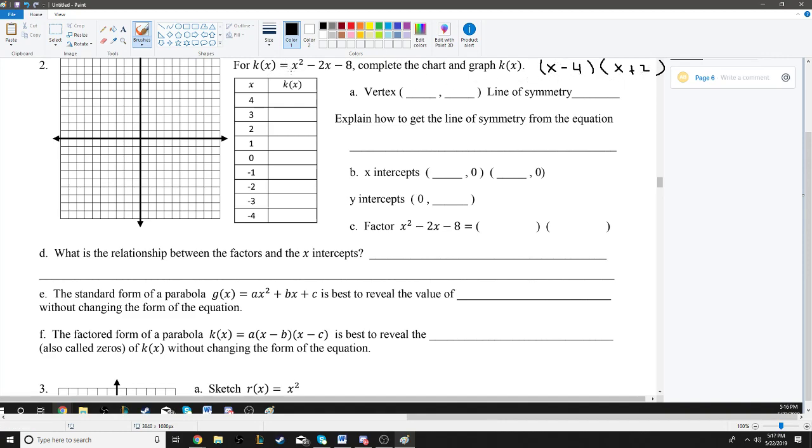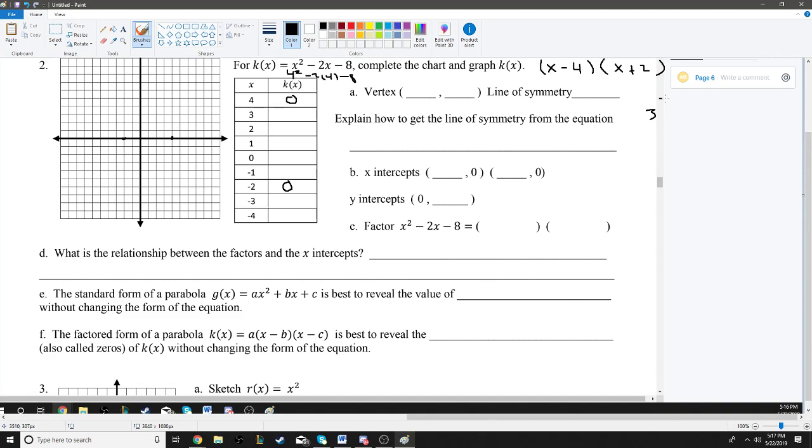So that means if I plug 4 into this function, 4 squared minus 2 times 4 minus 8, we get 0. And if I plug -2 into this function, I also get 0. So I know the vertex is somewhere in the middle there. So let's go with 4, 0 is one of our points, and -2, 0 is a point. Okay. So let's plug in the rest of this stuff.